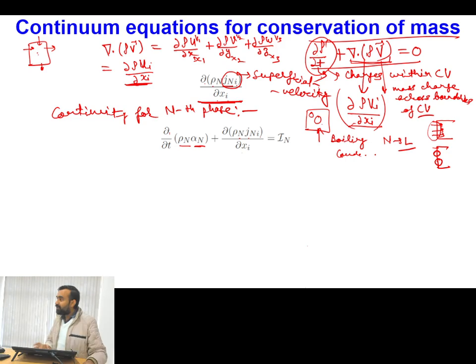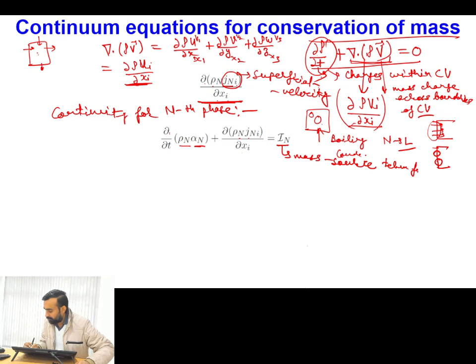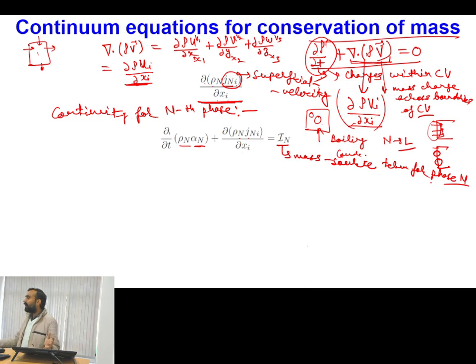But in the multi-phase picture, there can be loss or gain in the mass of a particular phase within the control volume. So that is the reason on the right hand side I am using Gamma n, which is the mass source term for phase n. Is this point clear? What is Gamma n? It is the mass source term for phase n.